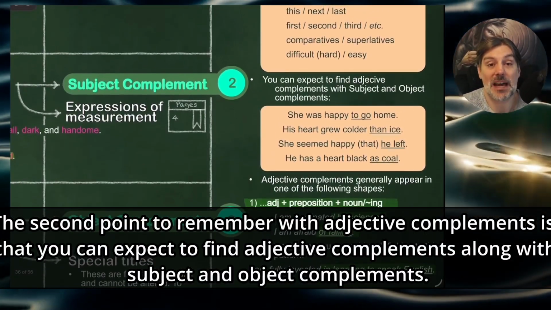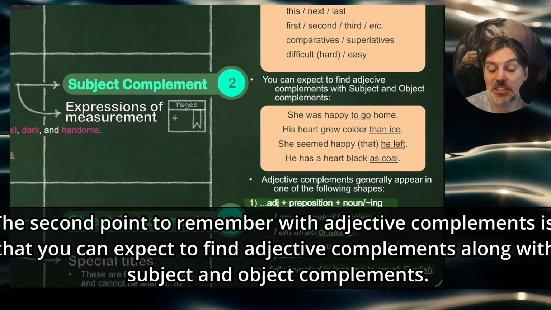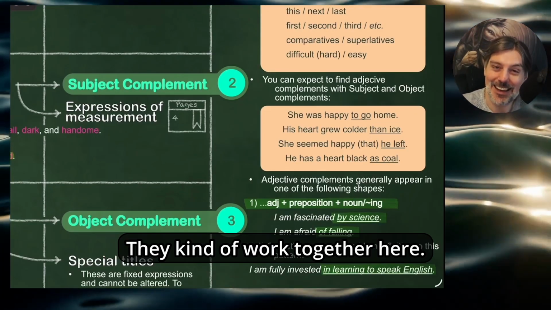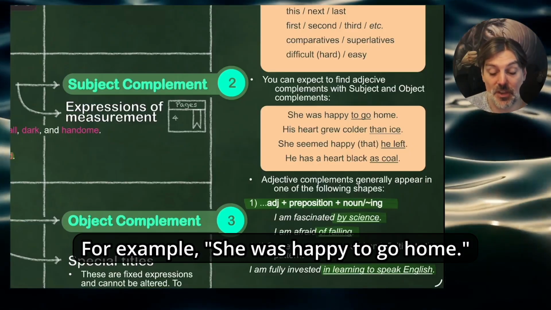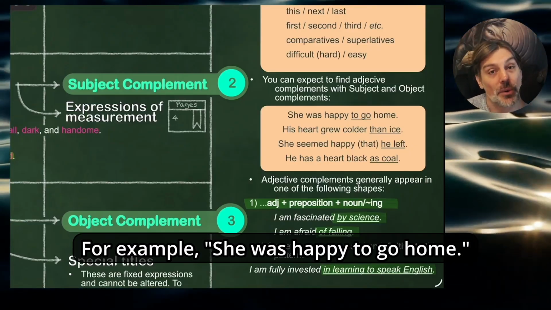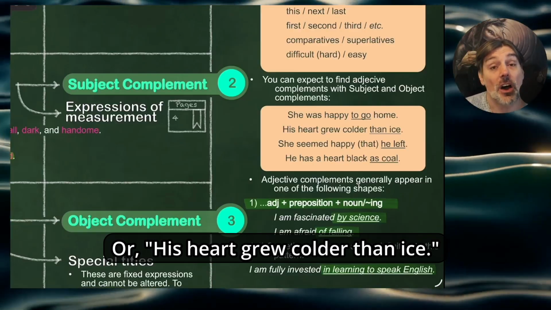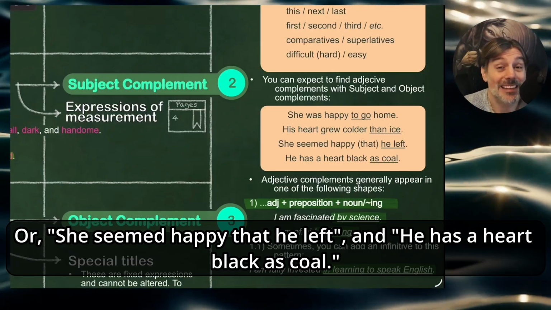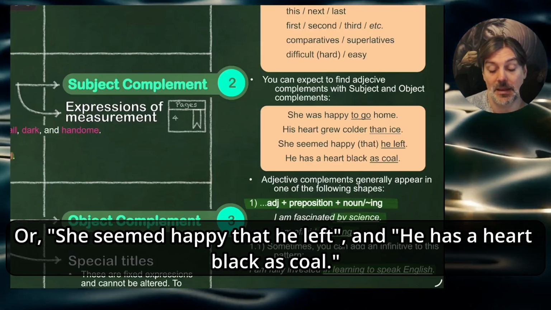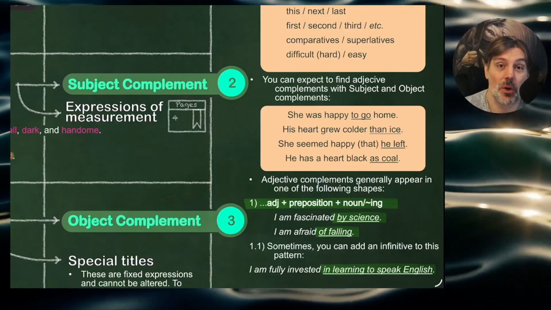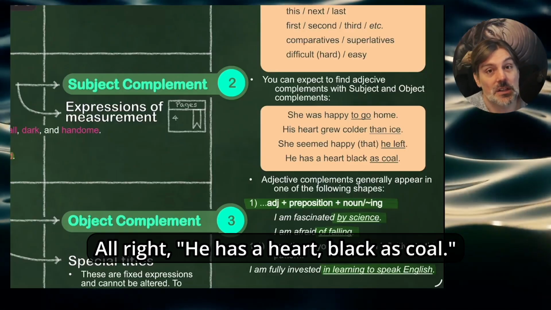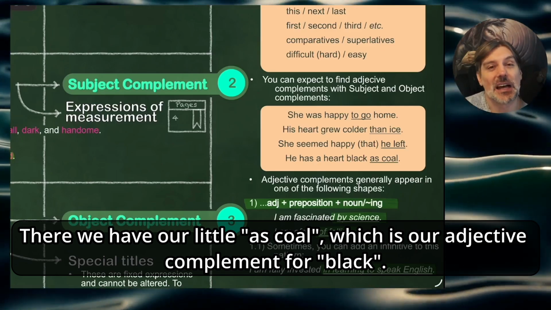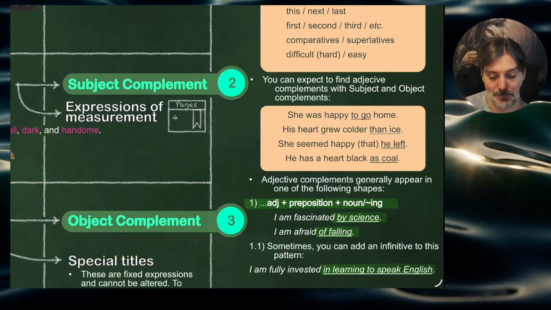The second point to remember with adjective complements is that you can expect to find adjective complements along with subject and object complements. They kind of work together here. For example, she was happy to go home. Or his heart grew colder than ice. Or she seemed happy that he left. And he has a heart black as coal. There we have our little as coal, which is our adjective complement for black.